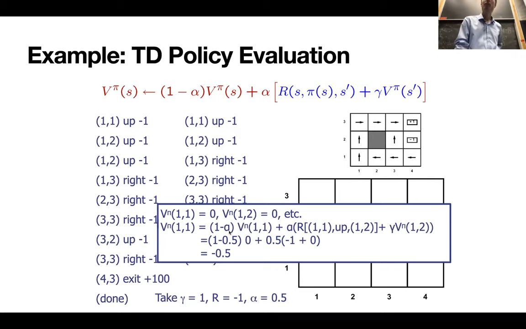If alpha is 0.5, then this is 1 minus 0.5 times 0, because the initial value is 0, plus 0.5 times the reward, which is minus 1 for one step, because we're losing one. This is the reward for doing one action and not reaching the goal state, plus the discounted value, which again was 0. So in total, the value after one iteration becomes minus 0.5. Any questions?